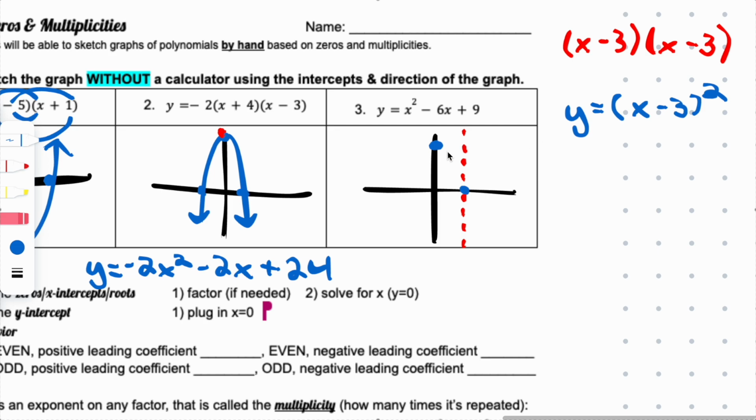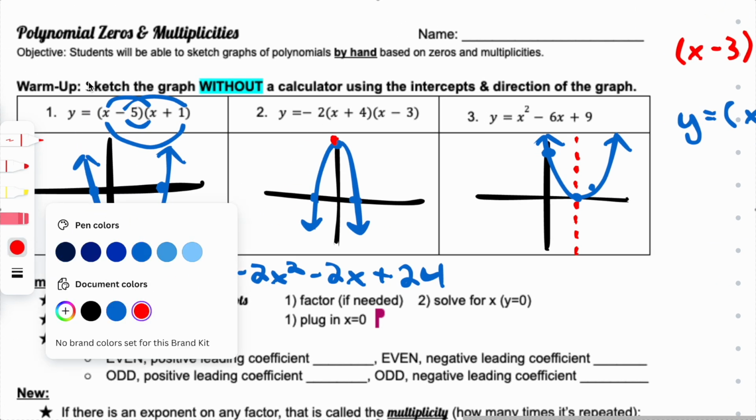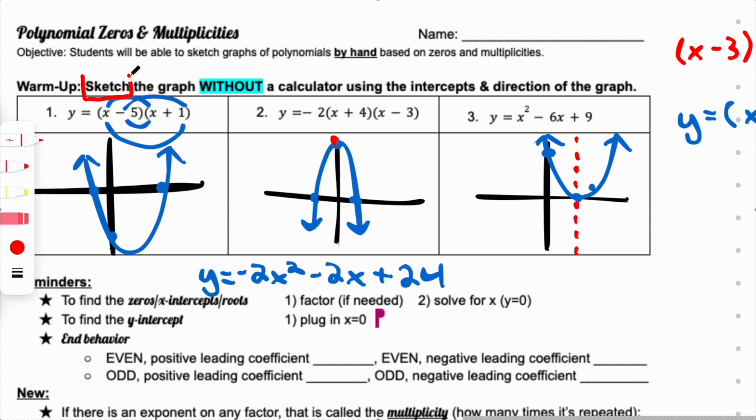Let's plug in 4, for example. If we plug in 4, we get 4 minus 3 is 1, 1 squared is 1. So we have the point (4, 1). It should look something like this. Again, this is just a sketch. Right, they're saying sketch, so it does not need to be perfect, okay?